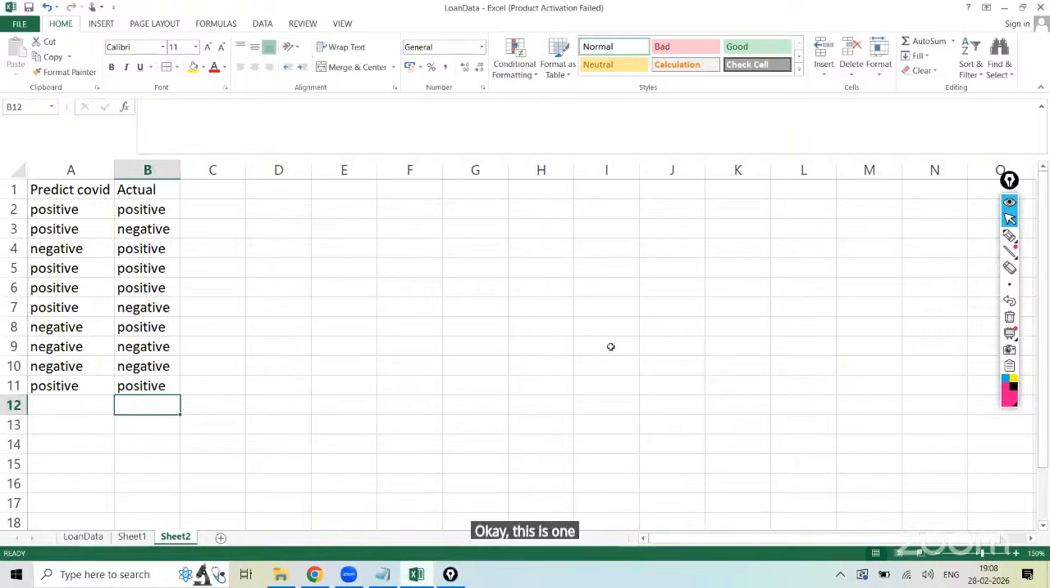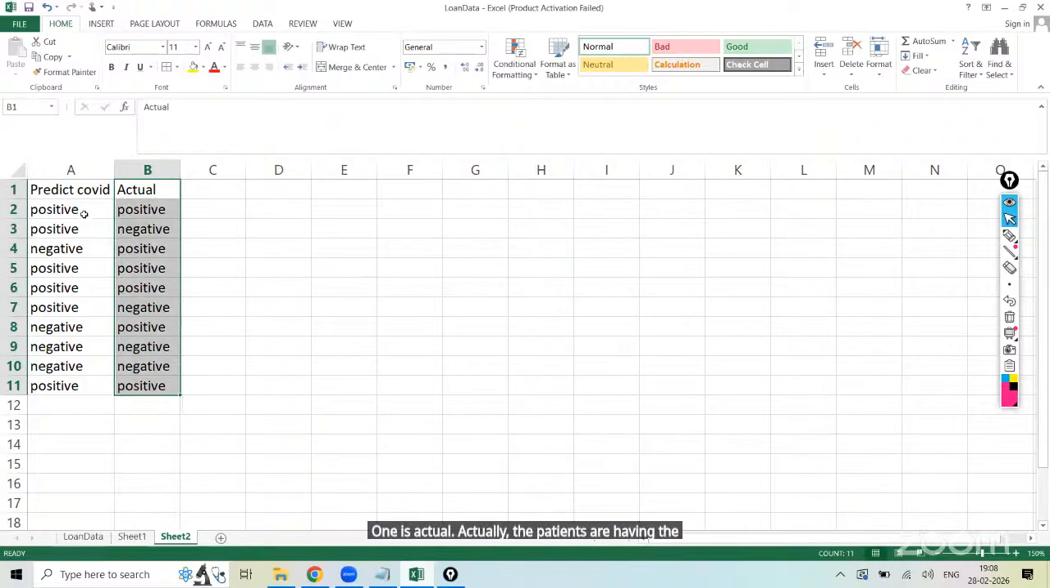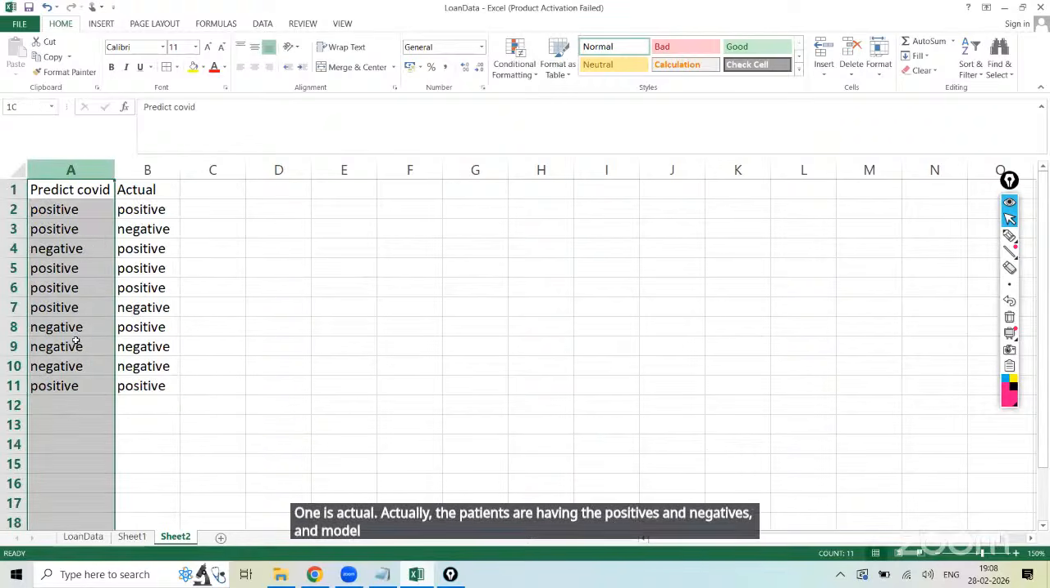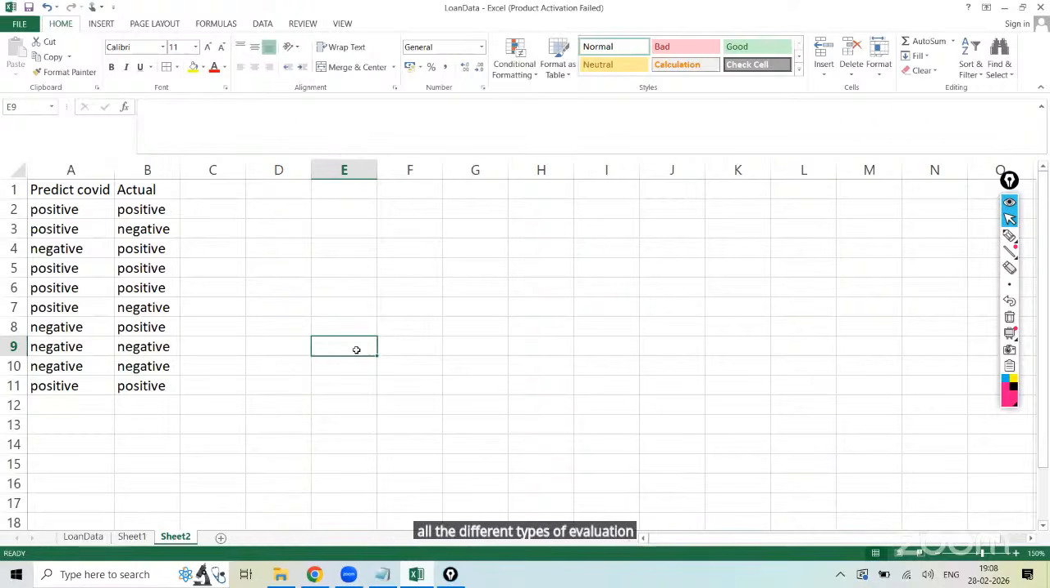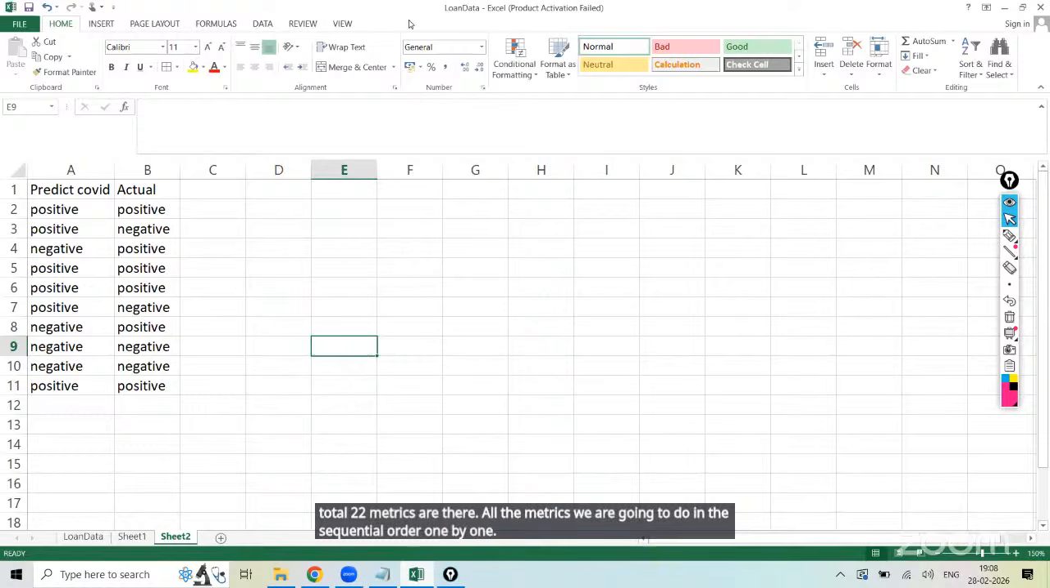One is actual. Actually, the patients are having the positives and negatives, and these are the model predicted values. Assume after applying the ML algorithm, it has predicted these values. Everyone please make a note and we'll calculate the evaluation metrics. All the different types of evaluation metrics we are going to do. Total 22 metrics are there. All the metrics we are going to do in sequential order one by one.